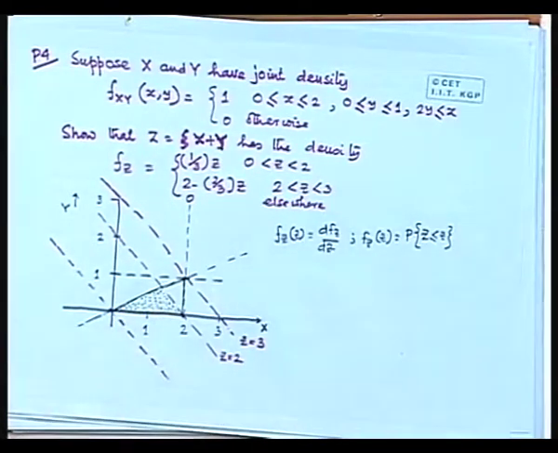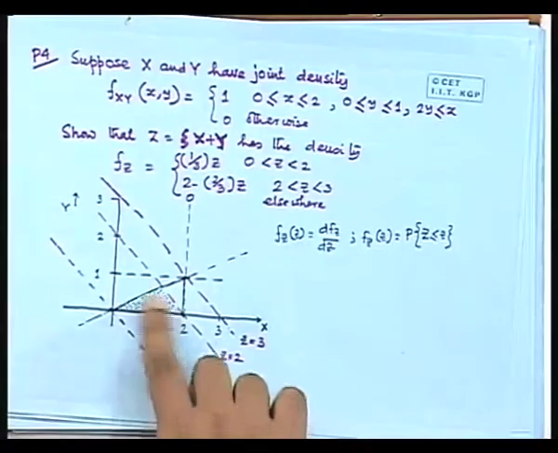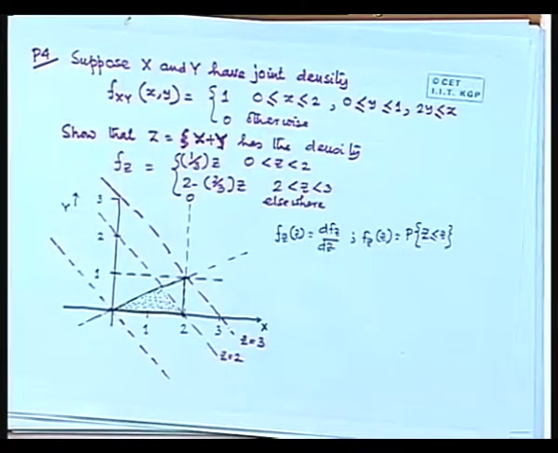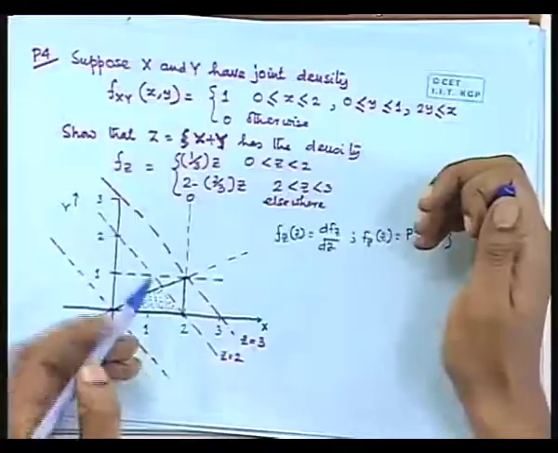So this is the area. For example, if you chose z is equal to 2, then F_Z(z) will be the area of this triangle, right. Now the question is that you have to find out this area for an arbitrary z. That is the thing.